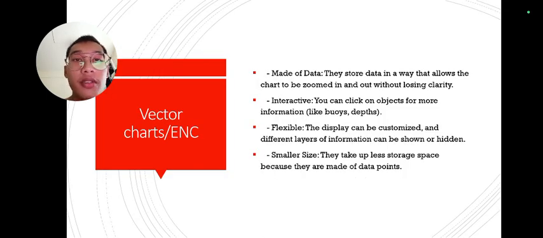Vector charts, or ENC or VNC, are made of data. They store data in a way that allows the chart to be zoomed in and out without losing clarity, and it is also interactive. You can click objects for more information, and it is flexible. Its display can be customized and different layers of information can be shown or hidden depending on your preference or what you need on your voyage.